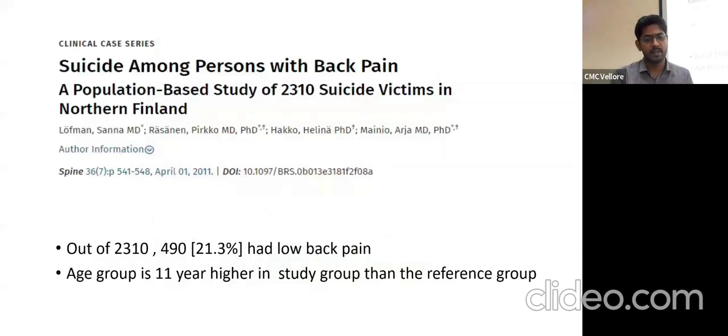There's a study from Finland on suicide among persons with back pain. In this study, out of 2,310, around 490, about 25%, had low back pain, which is not a direct cause, but it could be one of the contributing factors.